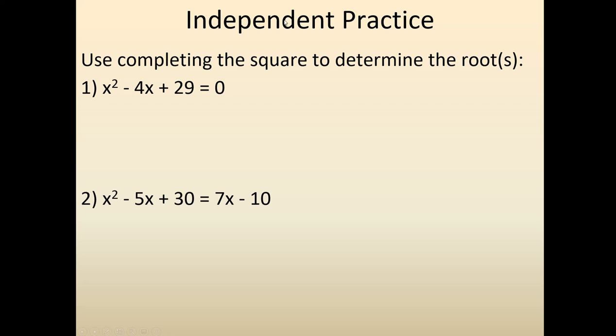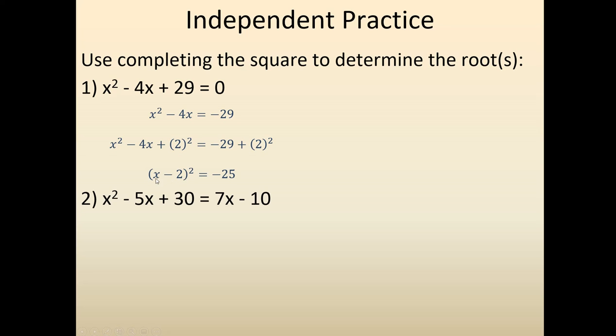All right, so from the independent practice, this first one, it's actually already set up so that it equals 0, so I can jump straight to moving the 25 over to the other side. I take half of the middle term, which is 2, square it and add to both sides. So the negative 4 tells me that it's going to be negative in the factor. 2 squared, so I drop the 2 over here.